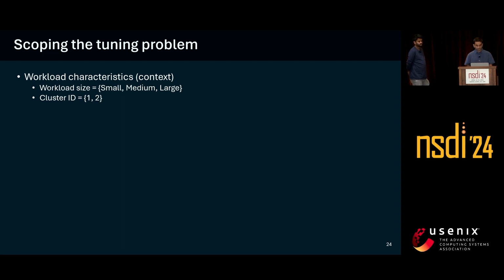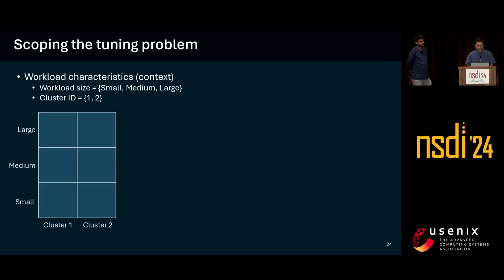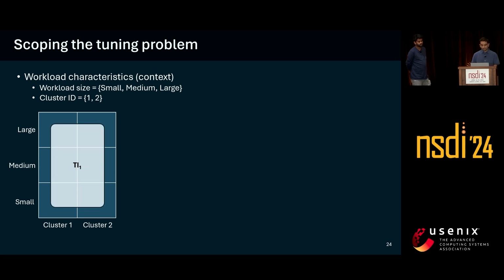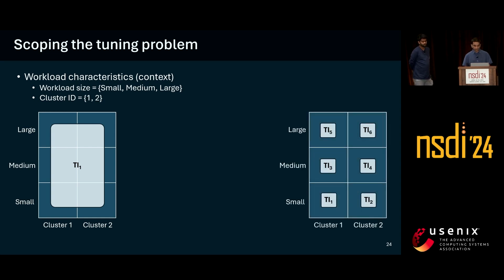In this example, there are 2 copies of the same application running on 2 different clusters, both of which handle workloads of different sizes. In total, we have 6 possible combinations for the context space as shown. One extreme could be to have a single tuning instance responsible for all 6 contexts. TI here is short for tuning instance. The other extreme could be to have one specialized tuning instance for each of the contexts.